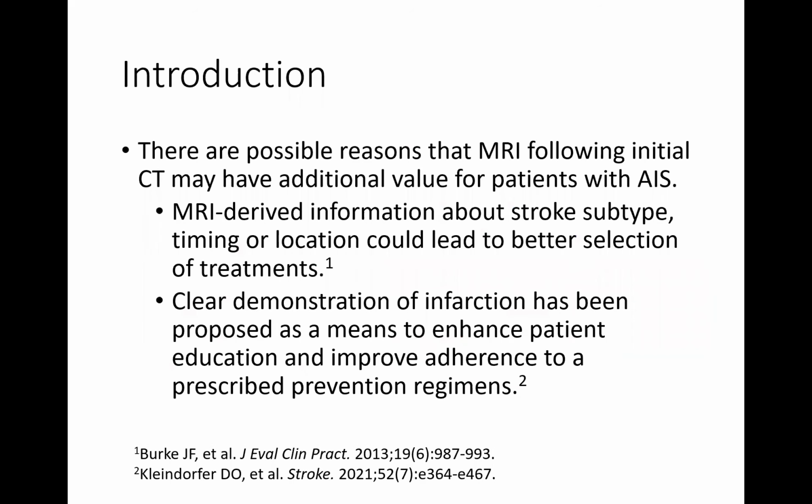So there are possibly some good reasons for this. The information it gives you may tell you about stroke subtype, timing, location, and theoretically you could choose better treatments and the patients will do better. People have also suggested that if you show that bright white DWI lesion on the gray brain to patients, it reinforces the fact they've had a stroke and they'll then take their antihypertensive medication better. So this actually might lead to improvements in patient care.